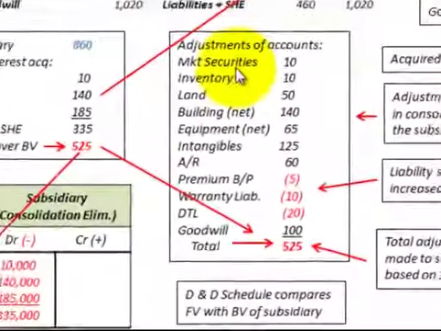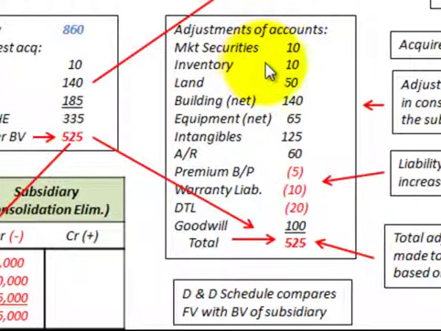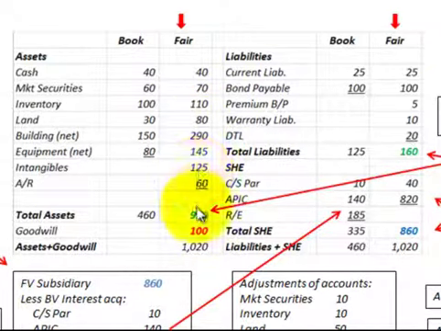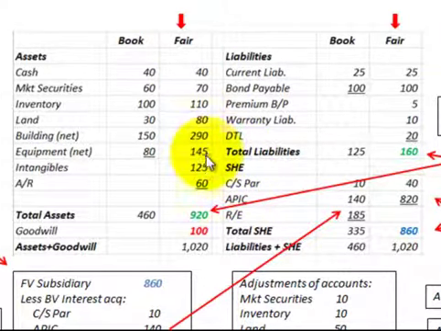Okay, the journal entries here for consolidating Corporation B, the subsidiary, with Corporation A, the parent. We'd first adjust Corporation B's accounts to their fair value, and that would be based on the difference between their book value and the fair value shown in this accounts adjustments list. Then we'd combine the asset and liability accounts of Corporation B and Corporation A. Now, Corporation B's accounts after their adjustments would be their fair value as shown on the balance sheet, and that's the amount we would be combining with Corporation A.